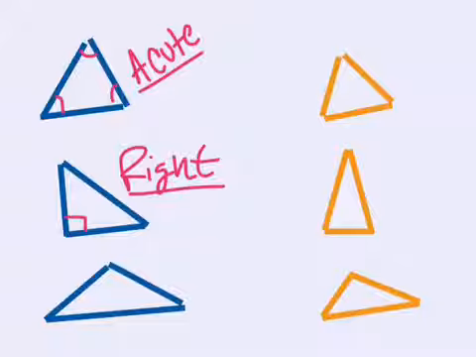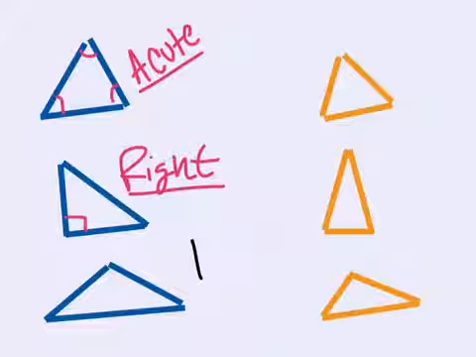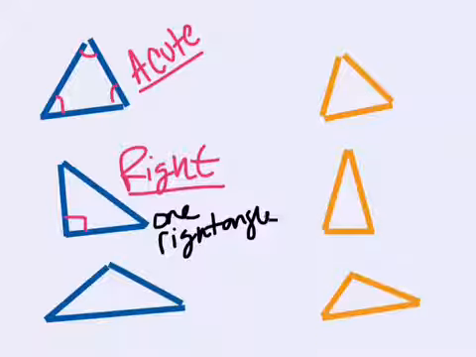Something that you should know that we've talked about before is that every triangle has a sum of 180 degrees. Well, if we had three right angles, that would be 270. So there's simply not enough room for more than one right angle in a right triangle. So if we have just one right angle, we call it a right triangle.